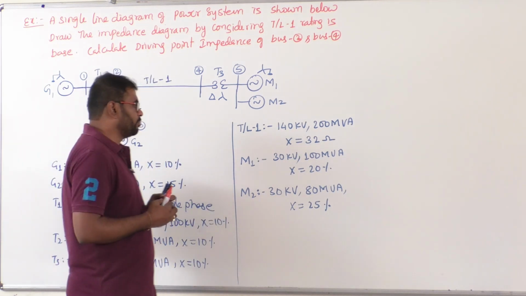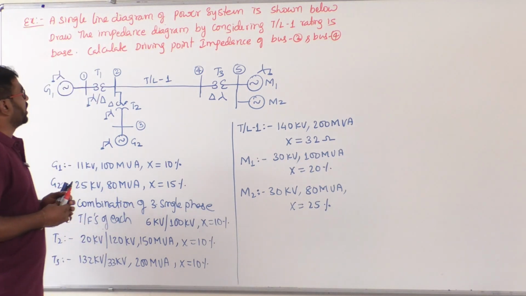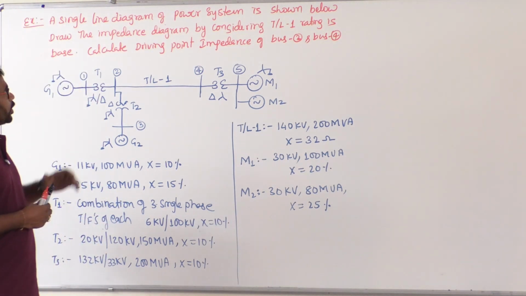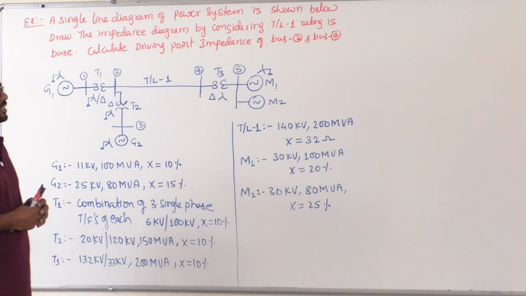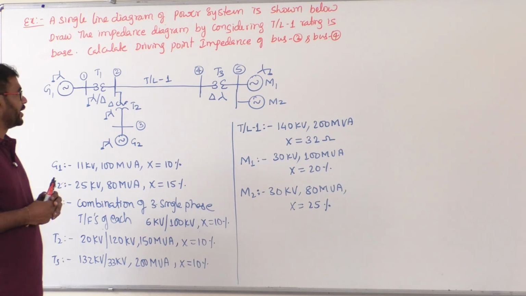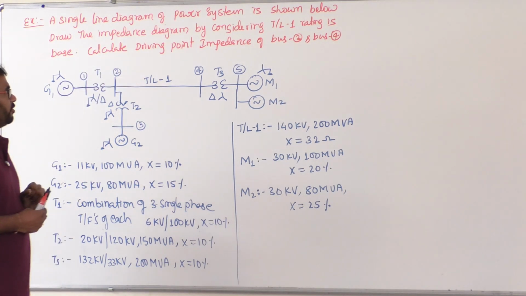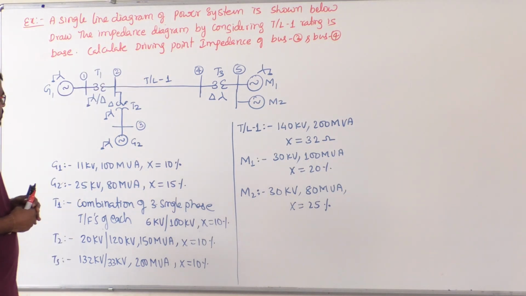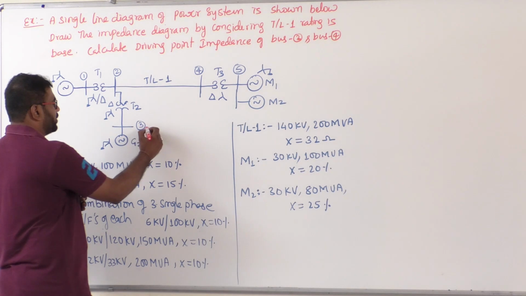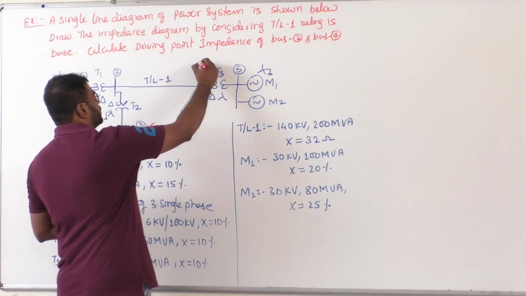Now coming to this example, a single line diagram of power system is shown below. Draw the impedance diagram by considering transmission line 1 rating as base. Calculate the driving point impedance of bus 3 and bus 4. That means we need to calculate what is the driving point impedance of this bus and this bus.